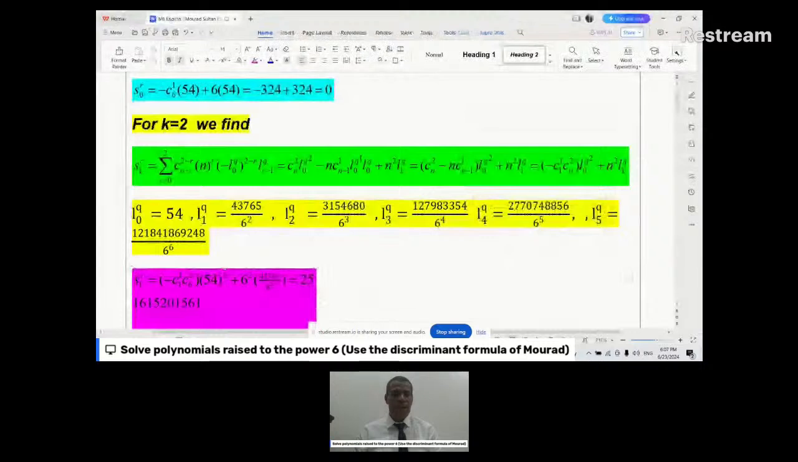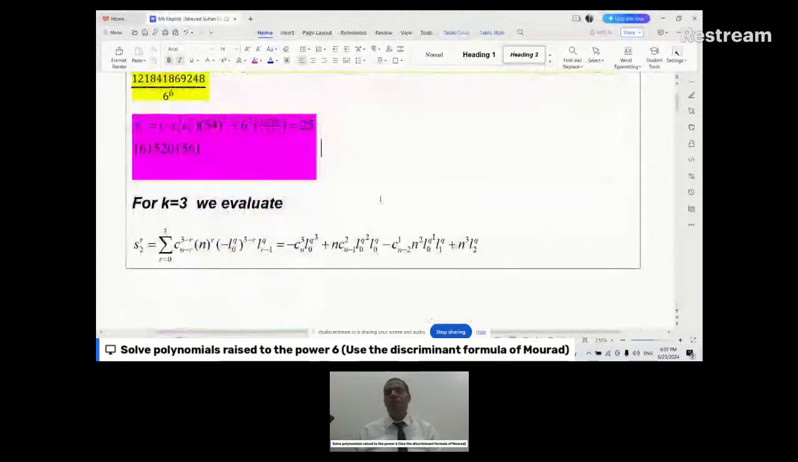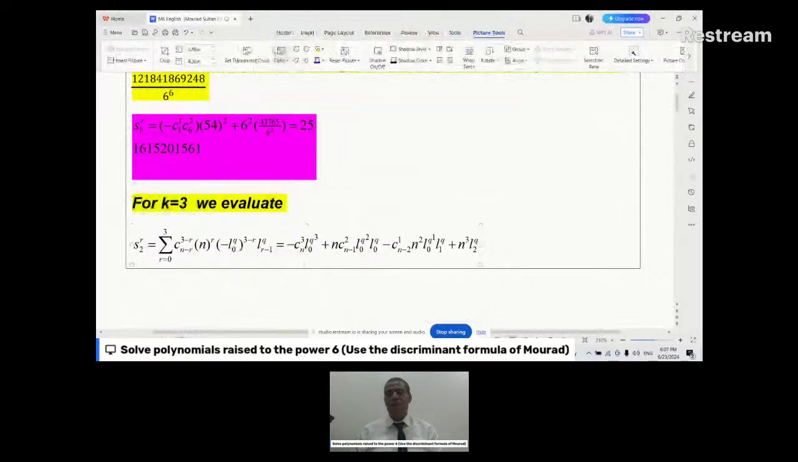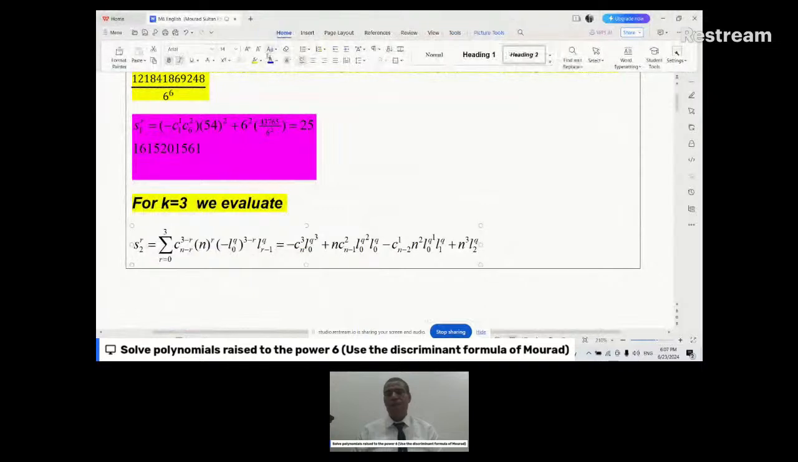I will continue now. Now let's say we found the value of S1 of order R, which is 25. Now I'm going to set K equal 3 to find S2. Let's see the discriminant formula; the value of S2 has been derived from the discriminant formula of Mourad Sultan Ezouidi.